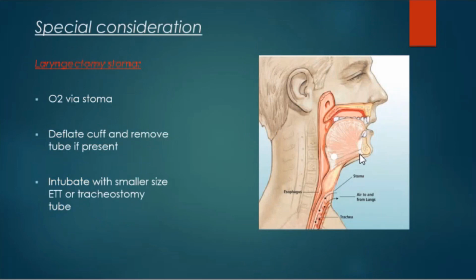There are some special considerations, like laryngectomy patients. In them, the algorithm remains the same, except that they are neck-only breathers. So they only have the stoma in front of the neck. There is no patent upper airway. So you can oxygenate only via the stoma, and they usually do not have any tube in situ. So you can either put a smaller cuffed endotracheal tube, like a number 6 tube, and intubate the patient via the stoma.